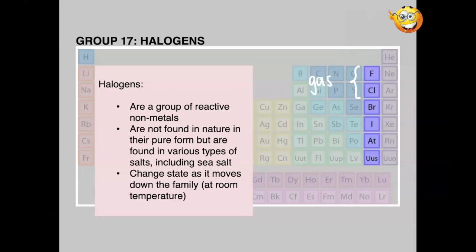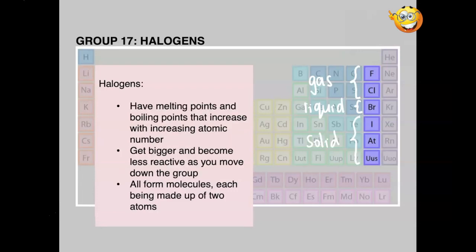So fluorine and chlorine are gas at room temperature, and then when you go down, it'll be liquid, and as you go further down the family, they are solids. The elements at the bottom are solids. So halogens have melting points and boiling points that increase with increasing atomic number. So remember that in each period, or each row, the atomic number increases from left to right. So halogens get bigger and become less reactive as you move down the group. And all of the halogens form molecules, each being made up of 2 atoms.